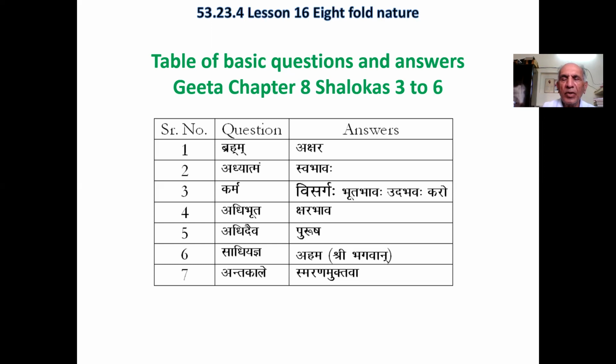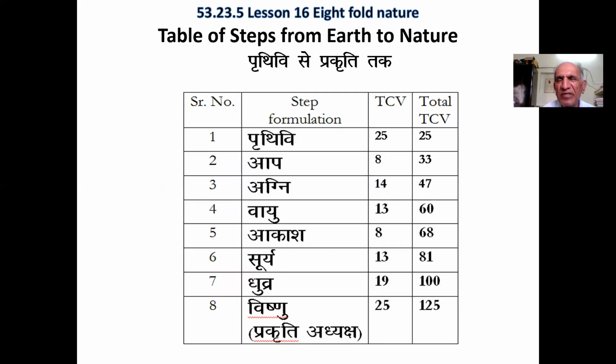As such, we have to revisit that the Prithvi, Apa, Agni, Vayu, Akash as Panch Bhut take up till Surya and Dhruv, and the TC values of these seven steps are 100, and sustenance of it is the eighth step, and it is the Vishnu. It is the Prakriti Adhyaksh. This Prakriti is under the superintendence of Lord Vishnu.